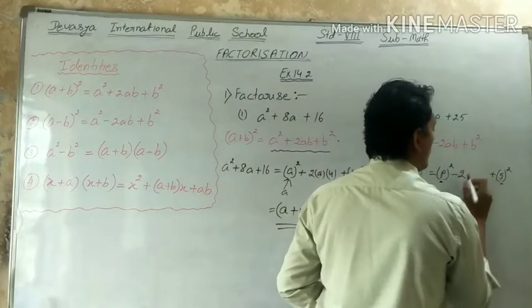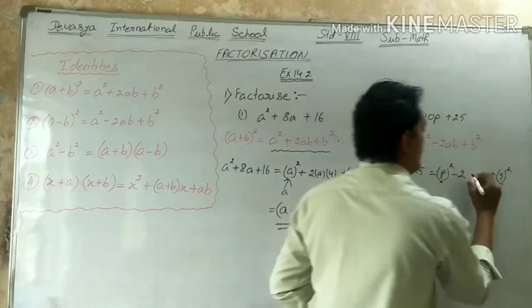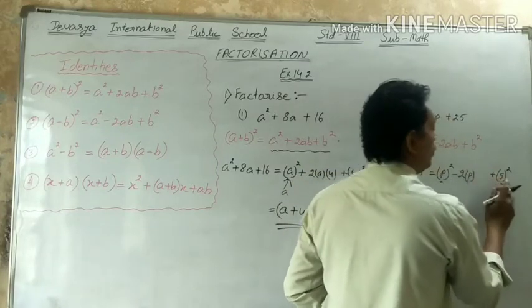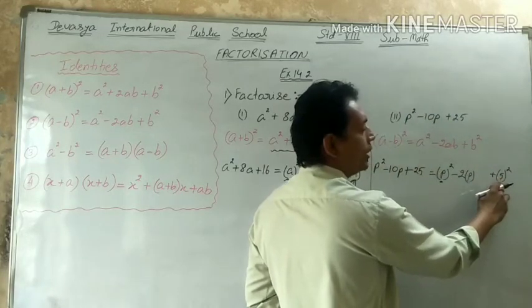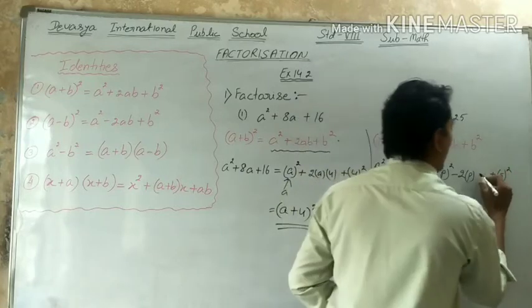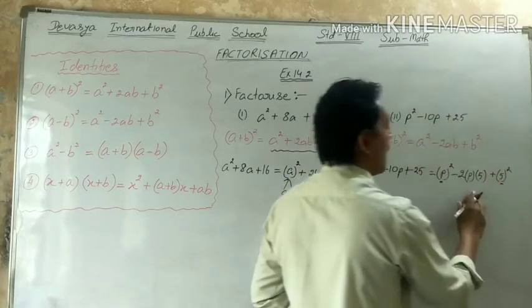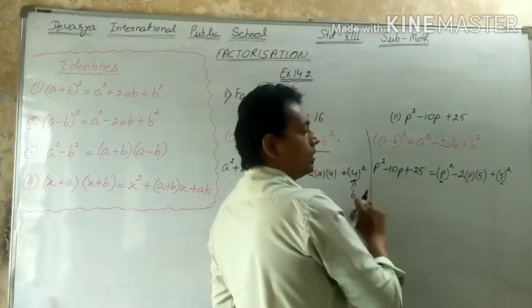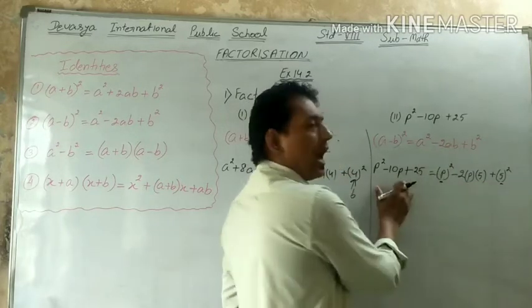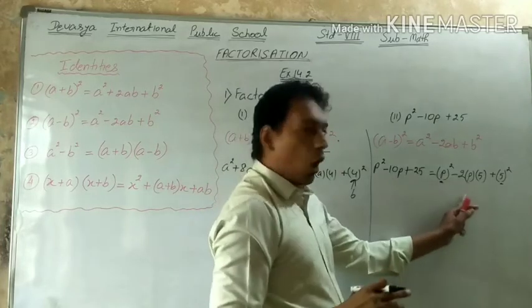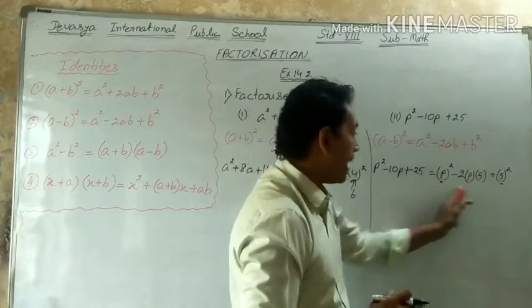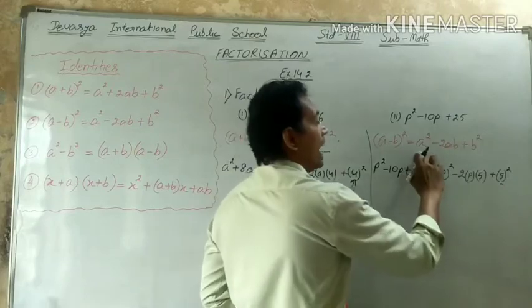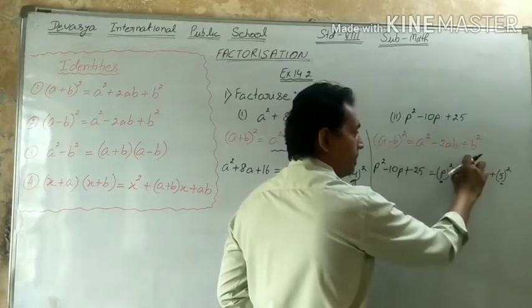So 2 into A is our P, into B. What is B? B is the quantity which is in the last bracket. So this is 5. Clearly, when we multiply 2 into 5 into P, we get 10P. Okay? So we have modified our expression in such a form so that that form actually fits into the right hand side of our identity.